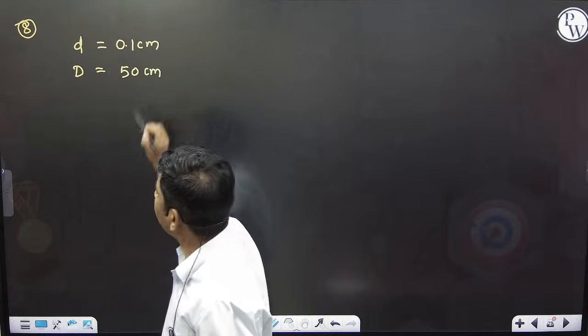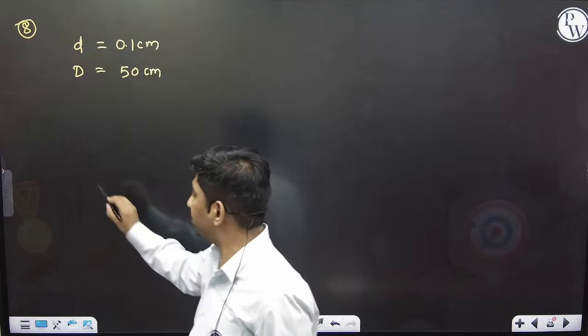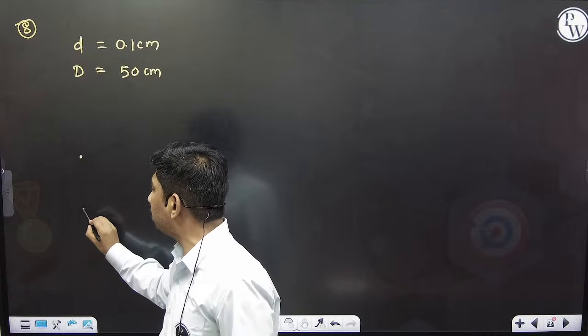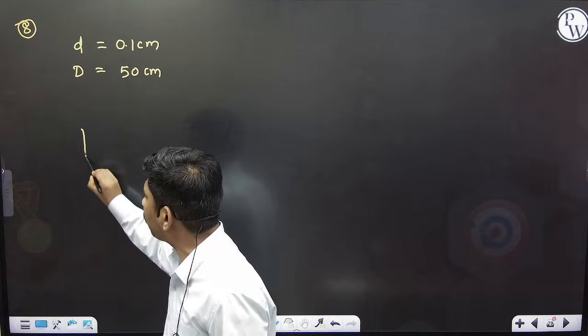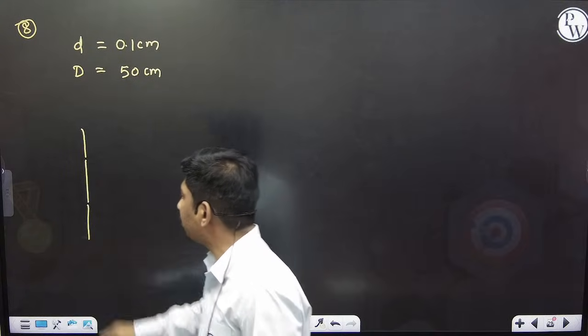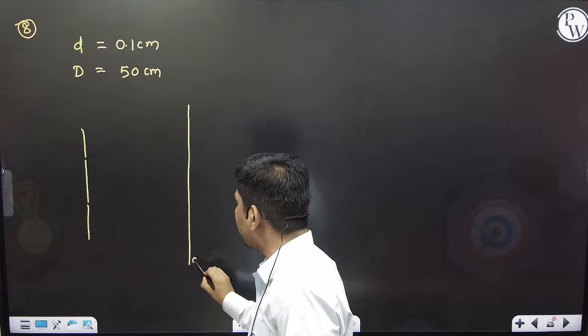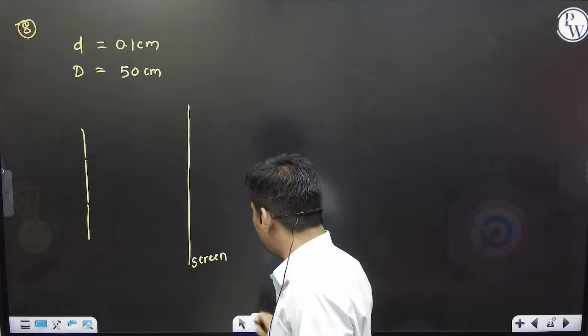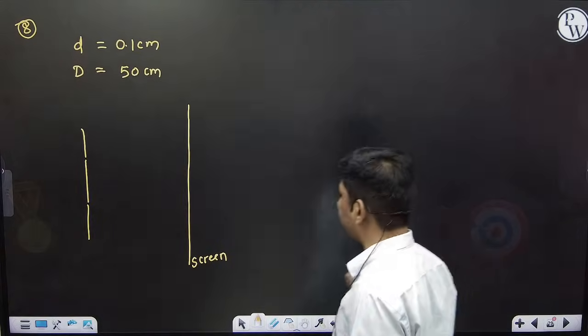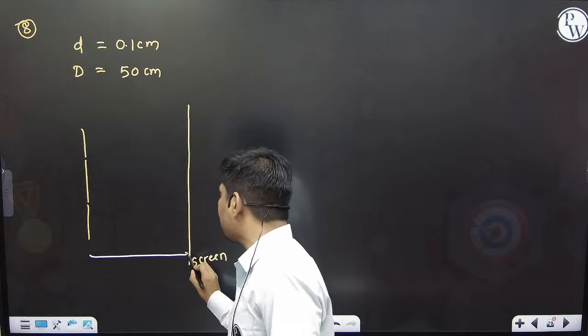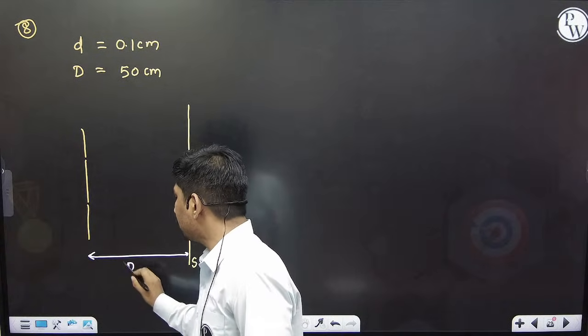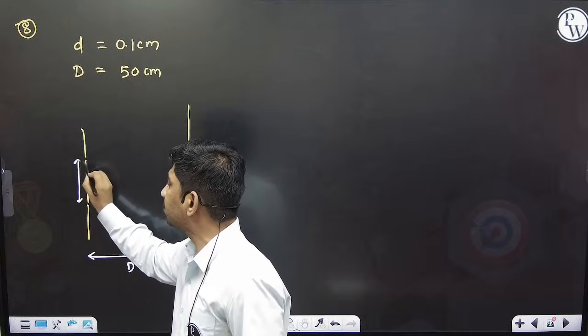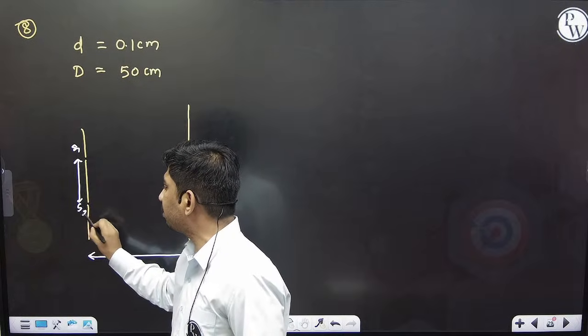So let us just imagine this YDSE experiment. We have two slits, we can draw it like this, and then we have our screen. So the slits to screen distance, this distance we know. And this distance between the slits S1, S2, we also have.